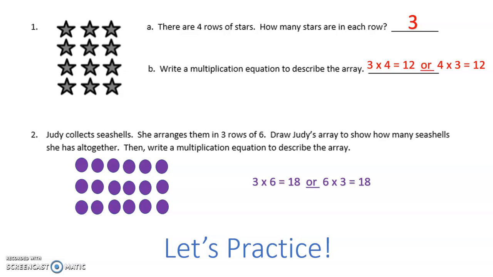So 3 times 6 equals 18. Or how many in each row? 6. How many rows? 3. 6 times 3 is 18. 3 times 6 equals 6 times 3. Remember, they are the same.